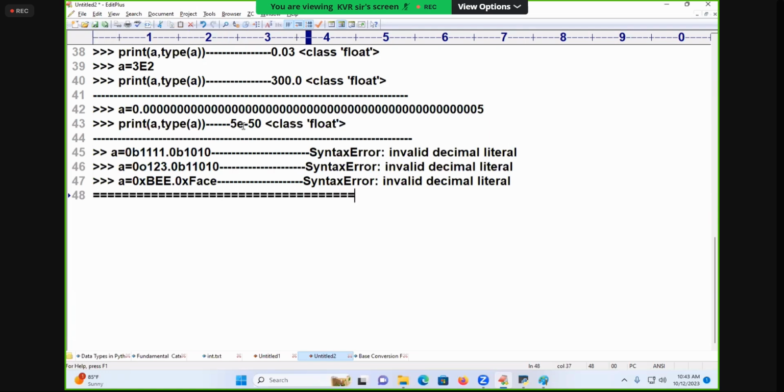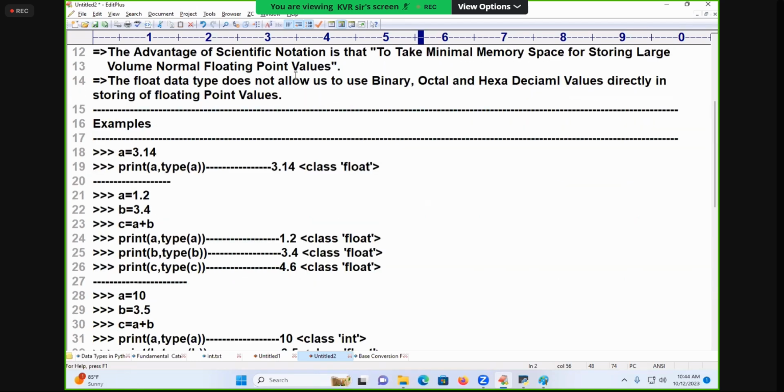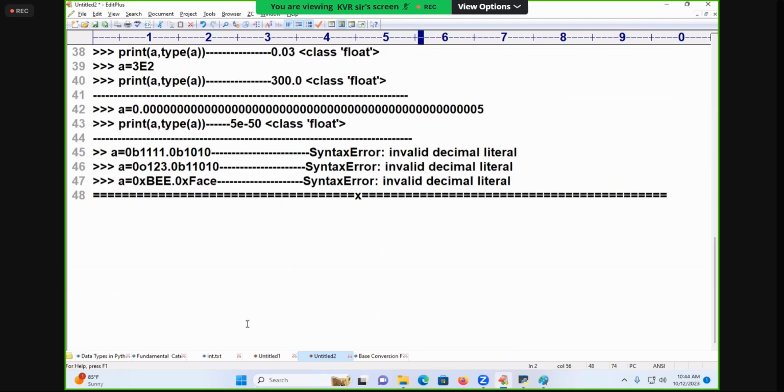This is about which data type? Float data type. Simple. In one line, somebody says, what is a float? Float is a predefined class. It is used to store real constant values or floating point values. It also allows us to store scientific notation data in the form of mantissa into exponent. Floating point data type does not allow the number system values directly in storing floating point values. Understood, students? This is about the float data type.